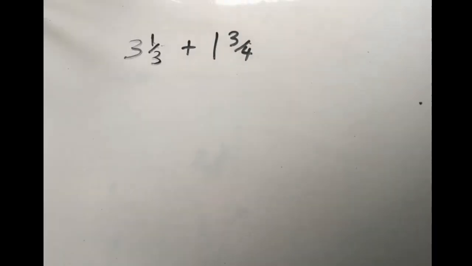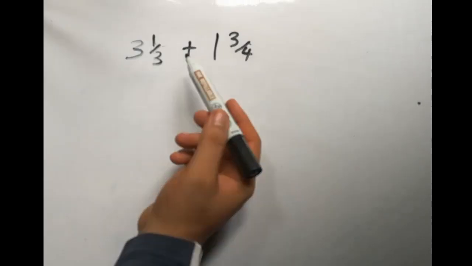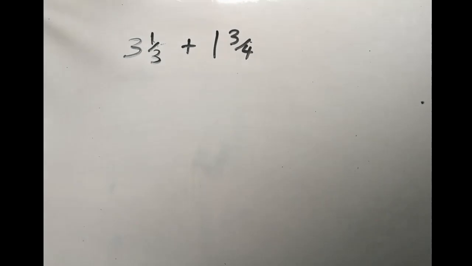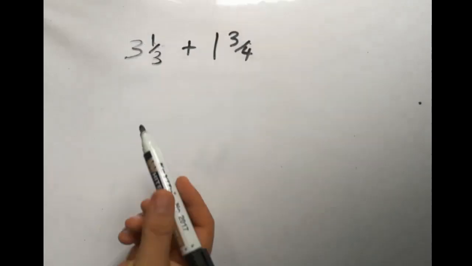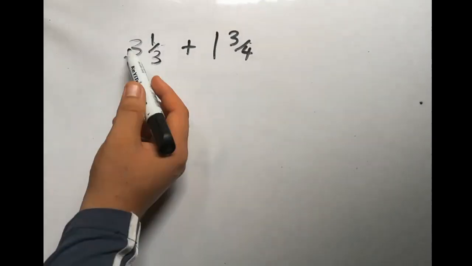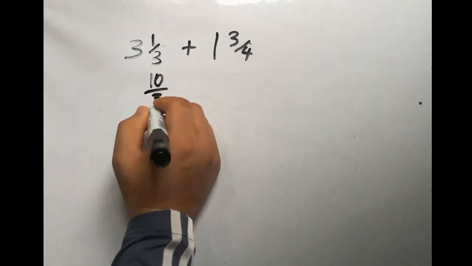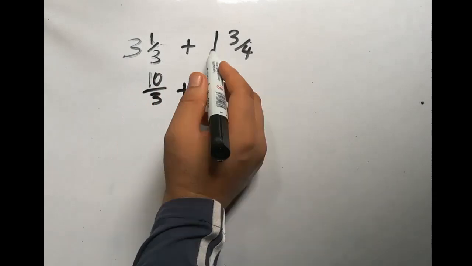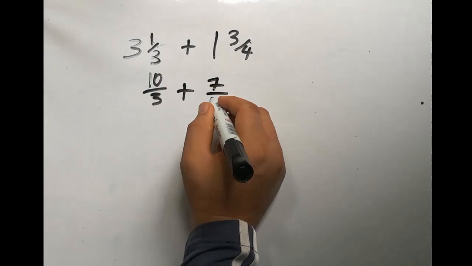Let's look at how to add mixed fractions. Let's consider adding these two mixed fractions: 3 whole number 1 over 3 plus 1 whole number 3 over 4. How do we add the mixed fraction? For us to do that, we need to first of all convert to improper fraction. 3 times 3 is 9. 9 plus 1 is 10. We have 10 over 3 plus 4 times 1 is 4. 4 plus 3 is 7. We have 7 over 4.